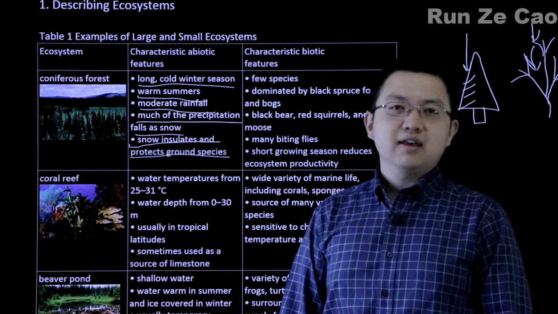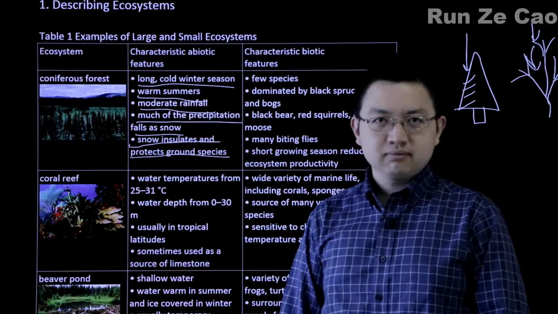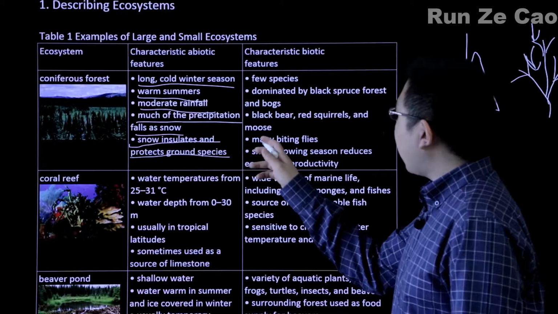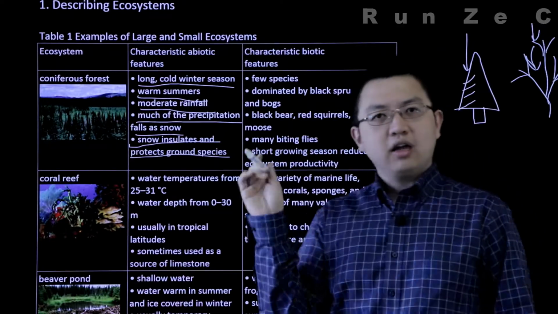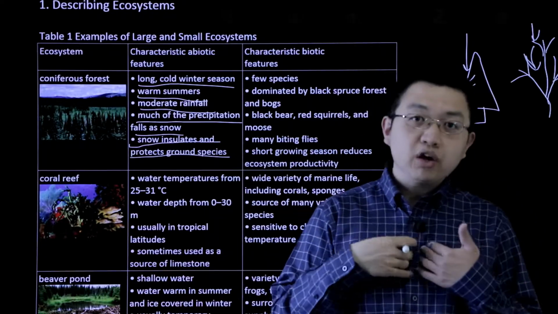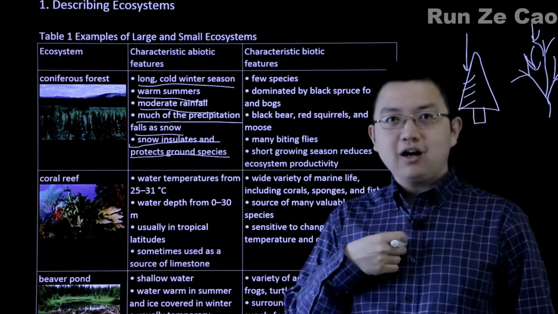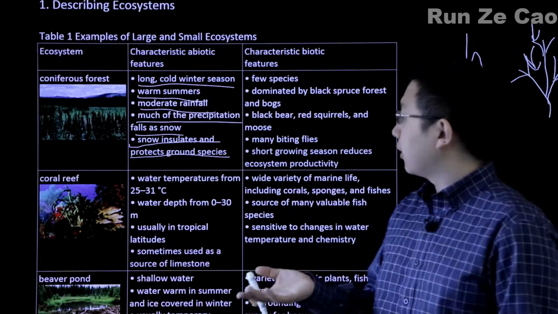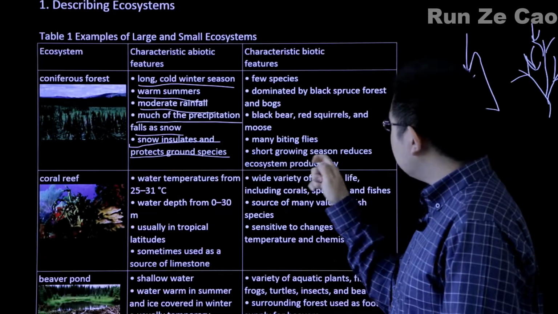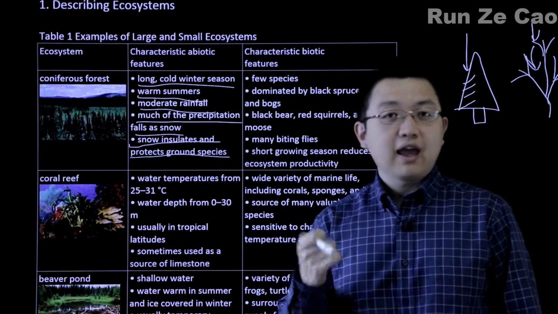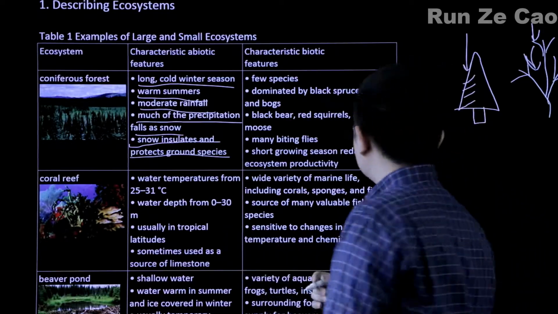Think about how many insects can live on a single tree. So, many biting flies. Why do we list this under a characteristic biotic feature? Because we are humans, we are studying this from the perspective of humans, and we care about the implications to human health. Short growing season reduces ecosystem productivity. We also care about it from the angle of human economics.